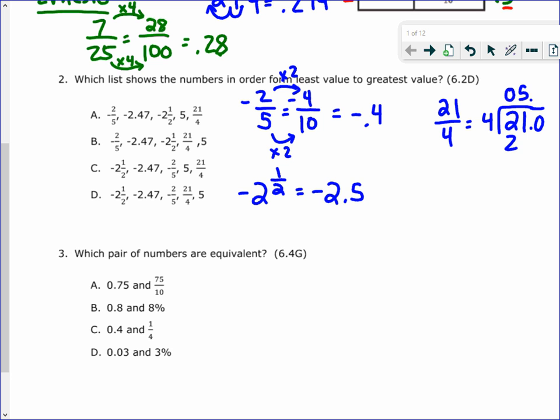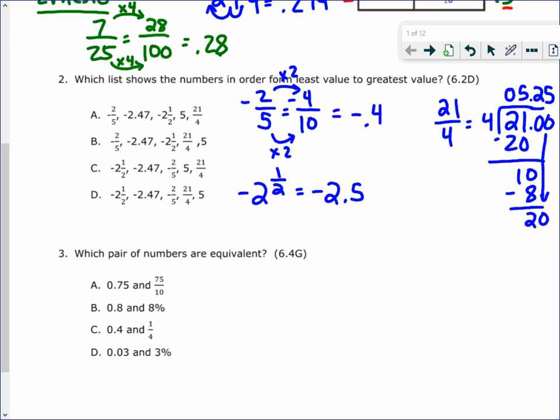So we've got 20, 10 here, so 2. We already know just by looking at it that's going to be bigger than 5. So let's just finish it out. So 5.25. So 21/4 is going to be 5.25. So we've got negative 0.4, negative 2.47, negative 2.5, 5, and 5.25.